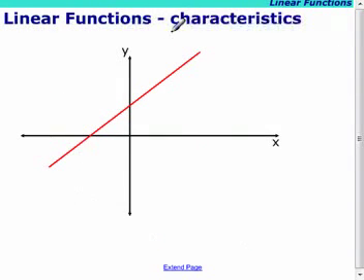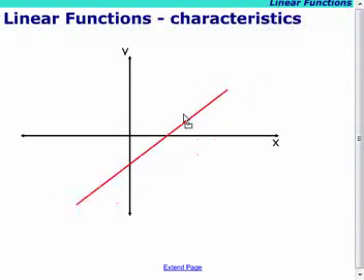So, characteristics of linear functions. There are two characteristics that are of importance to us. And when we graph linear functions or when we write an equation for them, it's these two characteristics that we're most concerned with. And those characteristics are, first, what kind of slope the linear function has, and also where does it cross the y-axis.